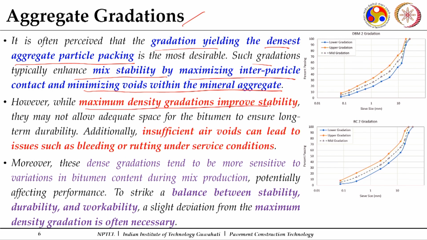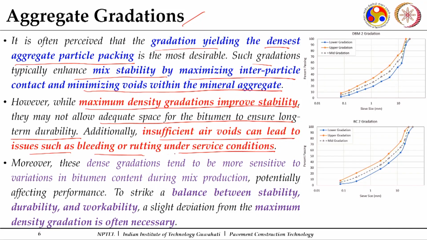While maximum density gradations improve stability, specifically the load capacity, they may not allow adequate space for the bitumen to ensure long term durability, because the void in that aggregate gradation is already quite low. So, there is no space for the binder to form a good film over the aggregates. Insufficient air voids can lead to issues such as bleeding or rutting, because when secondary compaction takes place, reorientation of aggregates and expansion of binder take place. If there is no air void available, then that may lead specifically to rutting, flushing or bleeding.